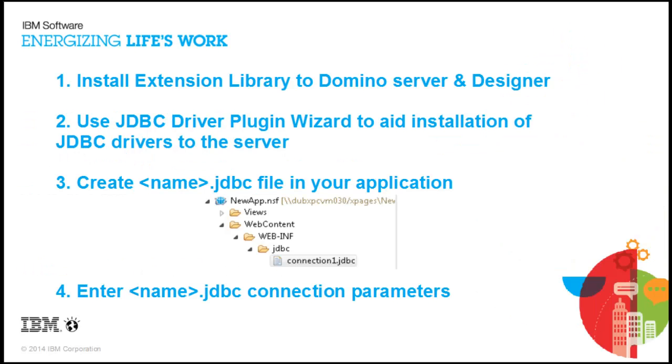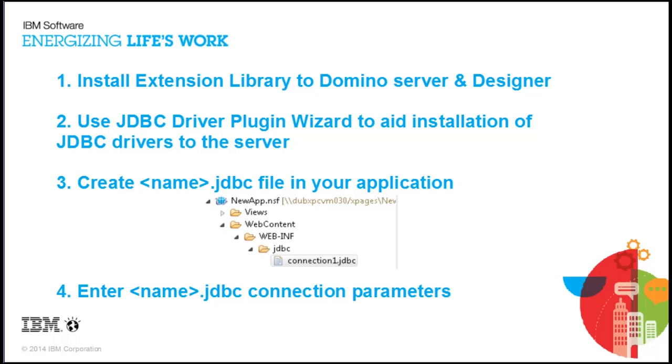The first step is to install the latest version of the extension library to your Domino server and to Domino Designer. The relational feature became part of the main XLIB in release 7 of the 901 XLIB, so it is assumed in this video that you are running 901. The second step is to use the JDBC driver plugin wizard to install JDBC drivers to your server.